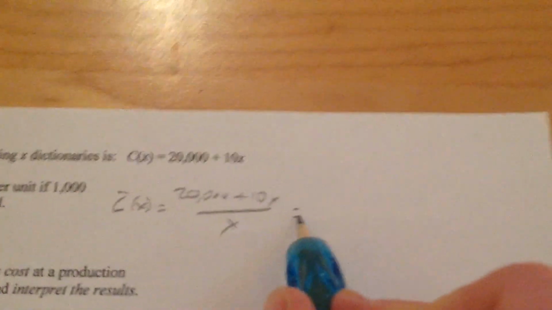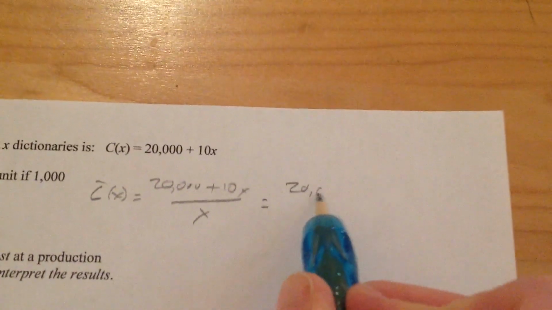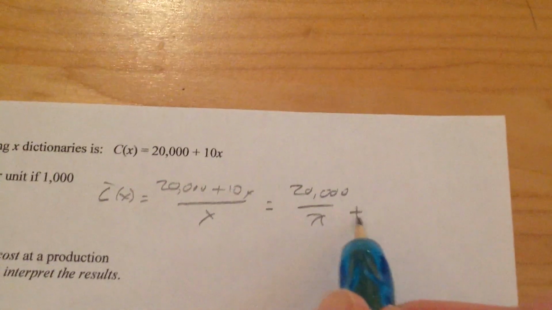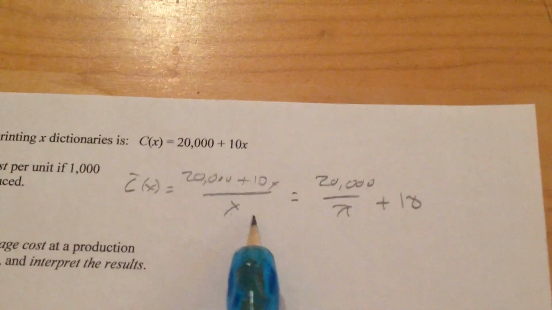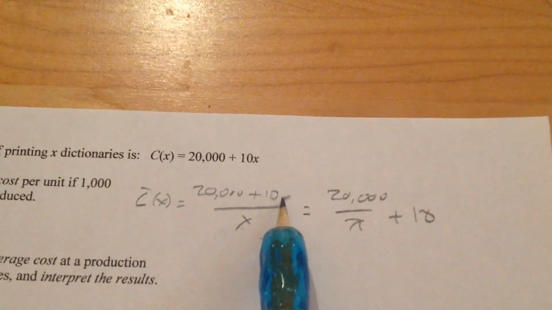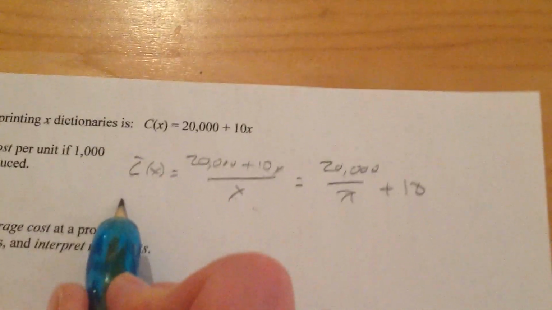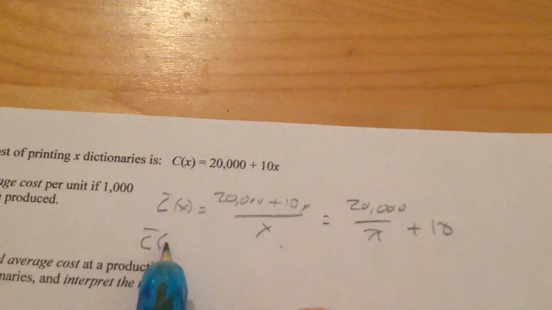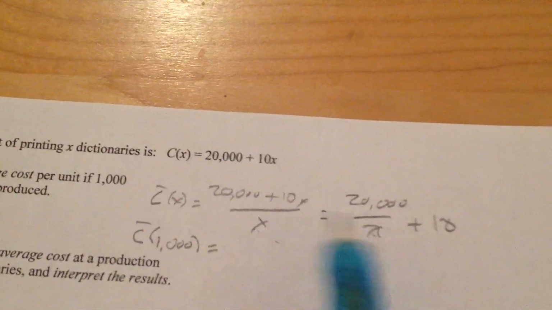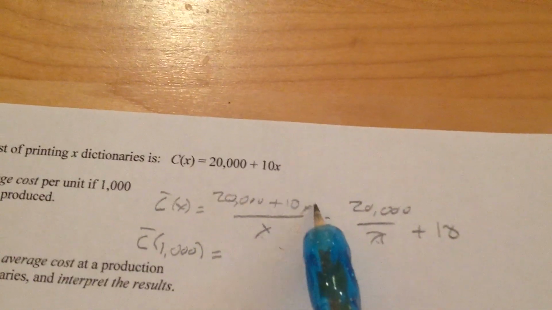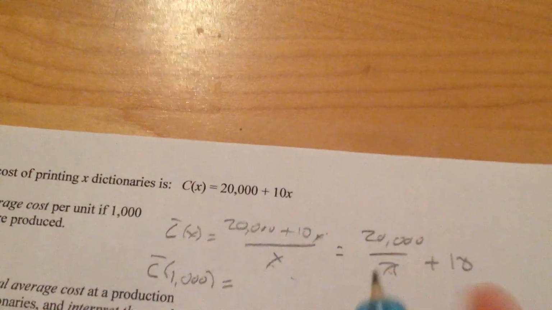So that actually gives us 20,000 over x plus 10, because this x gets divided here, and those x's cancel. Which means if I want to find what the average cost would be for 1,000 dictionaries, I'm going to plug 1,000 into here. You could plug 1,000 into this one as well and get the same answer. This one just has less work.